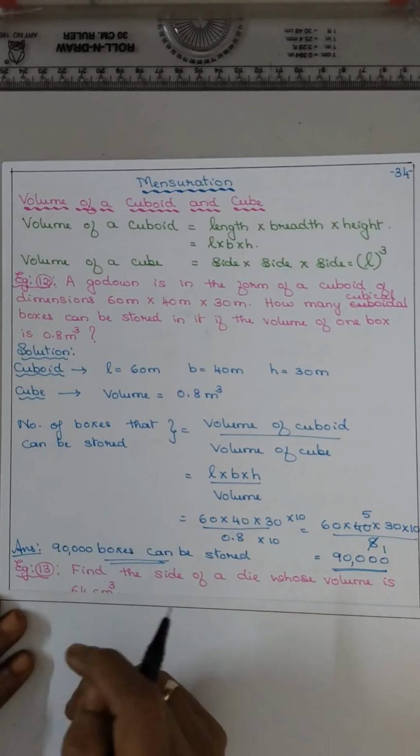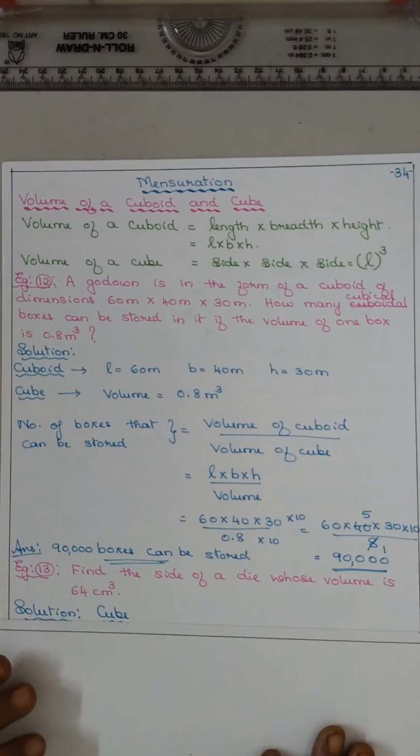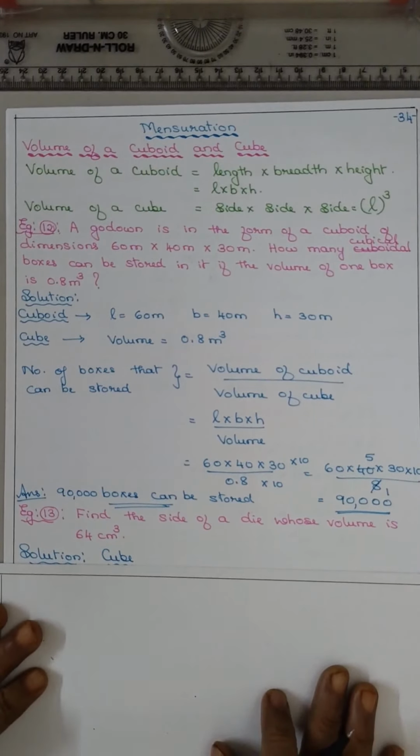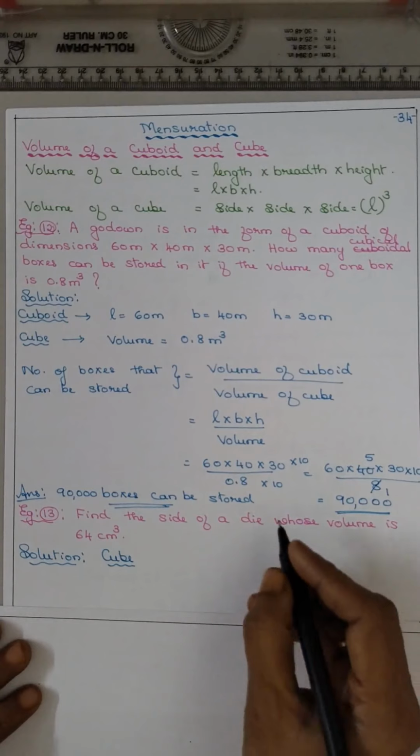That is the answer. Okay? Hope you understood the method. So how many boxes can be stored? That is the volume of the godown divided by the volume of the box. Now coming to example 13, find the side of the die.